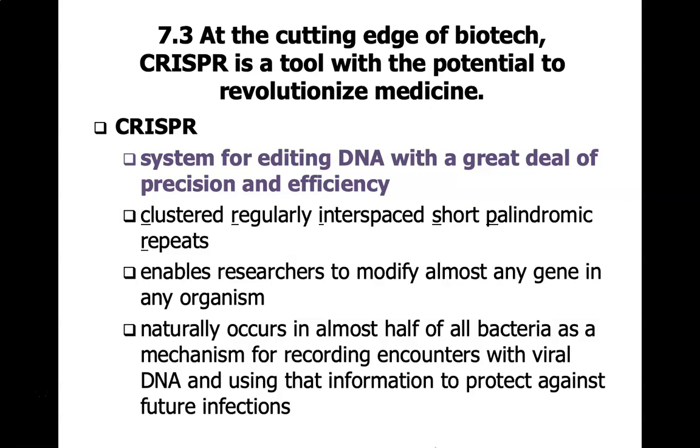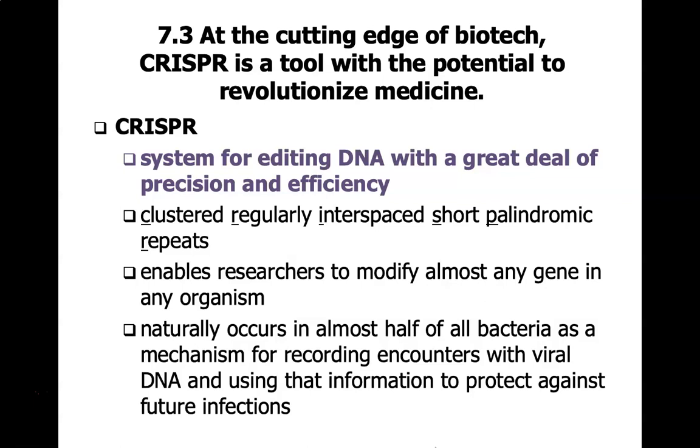So CRISPR stands for Clustered Regularly Interspaced Short Palindromic Repeats. That is quite the mouthful. You don't have to memorize that. Basically, CRISPR was found from a region that contains short palindromes, meaning forward and backwards are the same. Short palindromic repeats is just a region in bacterial DNA. You don't have to worry about that too much. It's important, though, because it enables researchers to modify any gene.